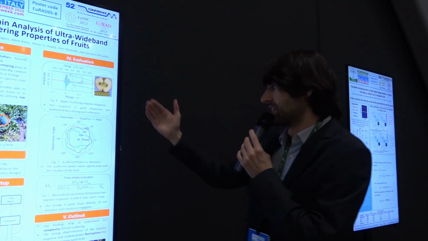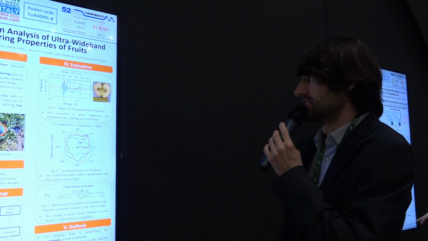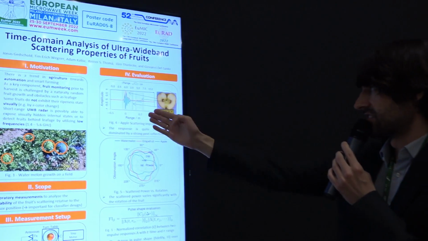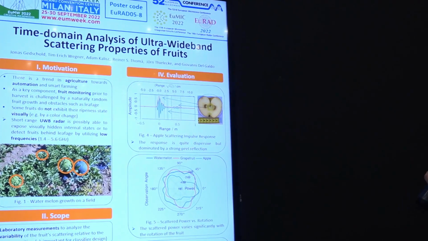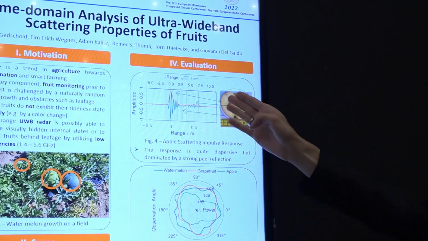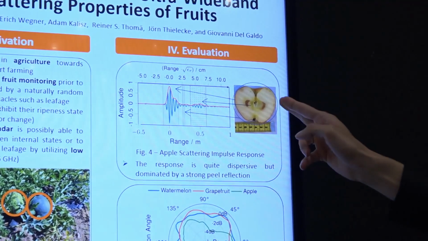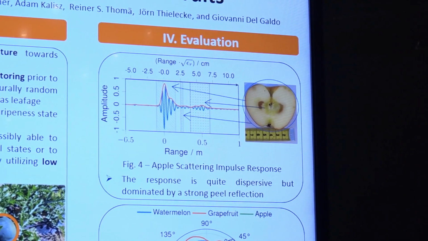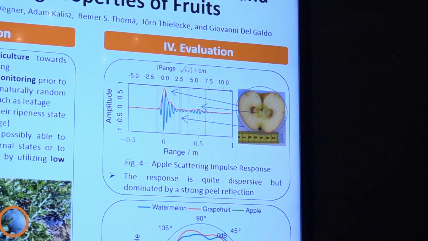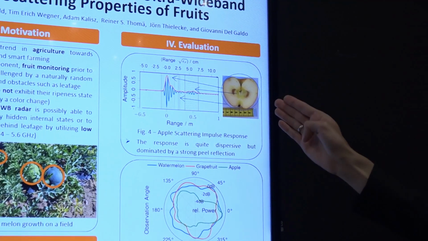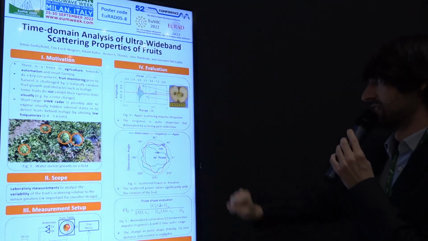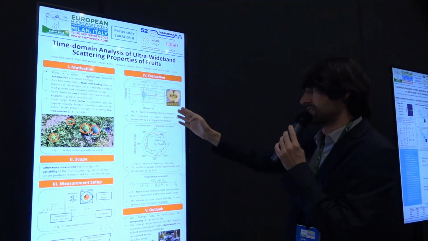And then we have here the three most important results. On one hand, we see that the scattering of the fruits is quite dispersive, which mainly comes due to the fact that when inner parts reflect, the wave travels through the fruit flesh, which has, due to the high water content, a very high permittivity. And that means that the wave propagation speed is quite low. So the reflection of inner parts will be received quite late, which means that the actual impulse response is really dispersive.